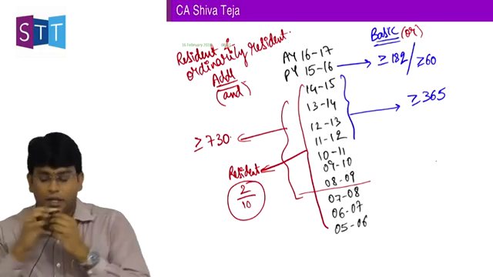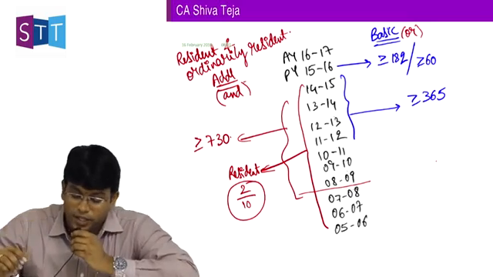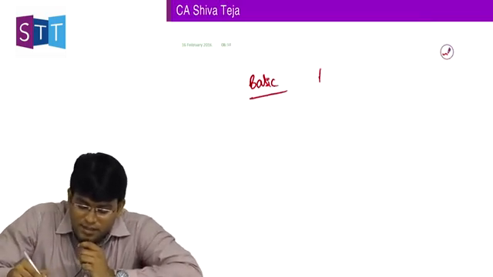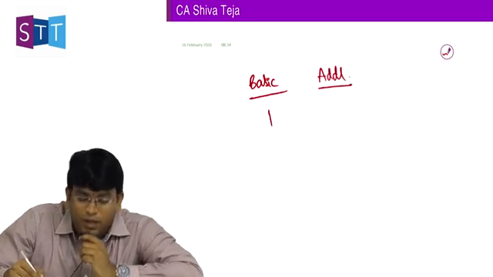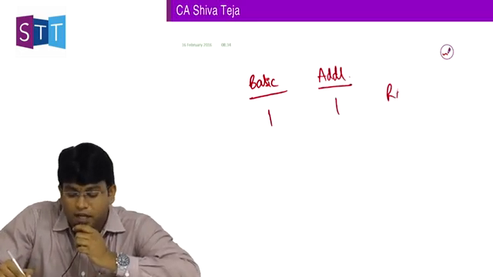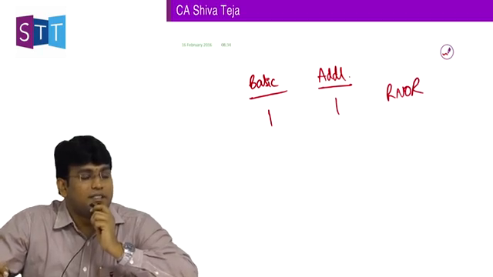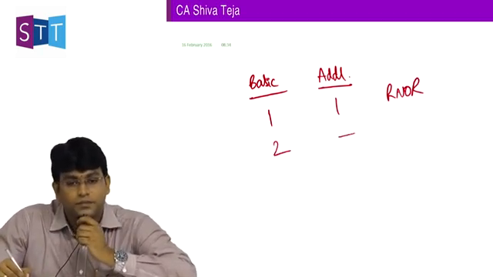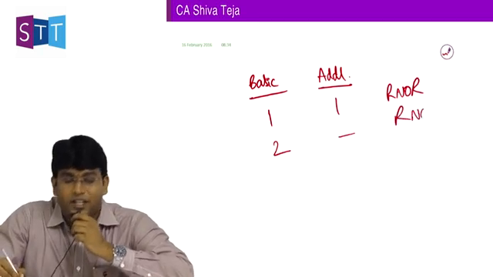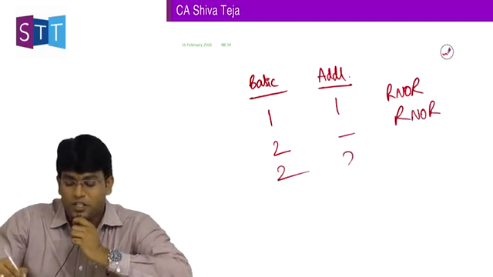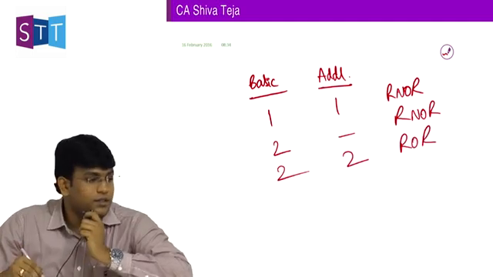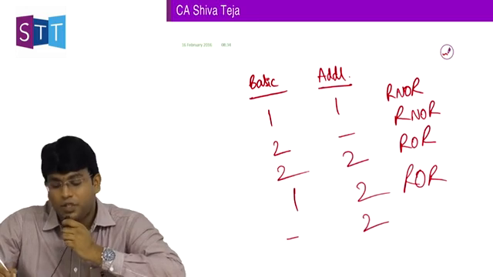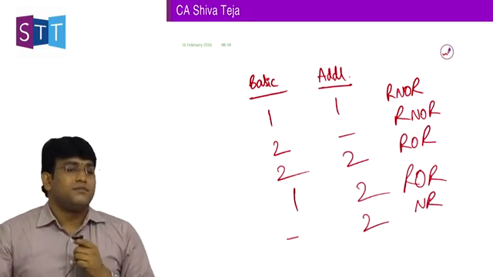Completely, guys. Come on. Now look at one small story here. In simple language, if I look at basic and additional, basic 1, additional 1, his status will become RNOR. That means resident but not ordinary resident. Basic 2, additional 0, resident and not ordinary resident only. Basic 2, additional 2, we call him as ROR. Basic 1, additional 2, still ROR. Basic nil, additional 2, NR.